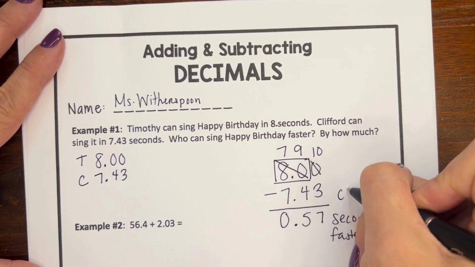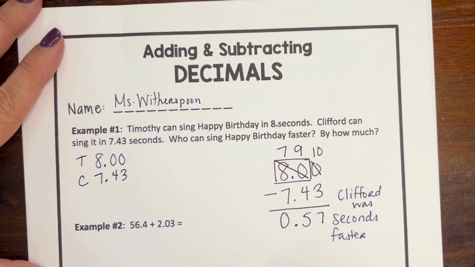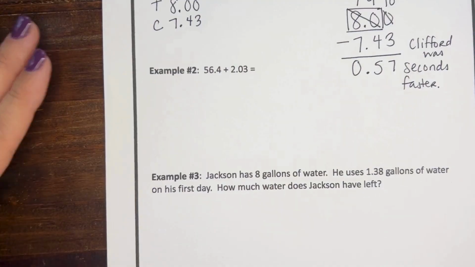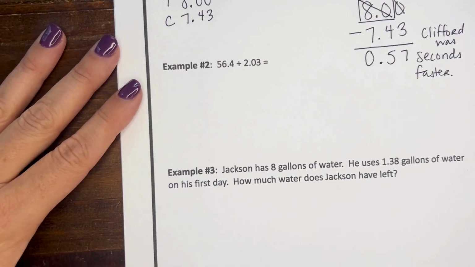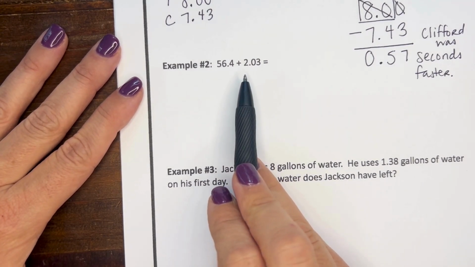And let's make sure we know that this is Clifford. Was 57 hundredths seconds faster. Period. Let's try this with addition. Now notice this is just a numbers only problem. It's just giving us a chance to practice.